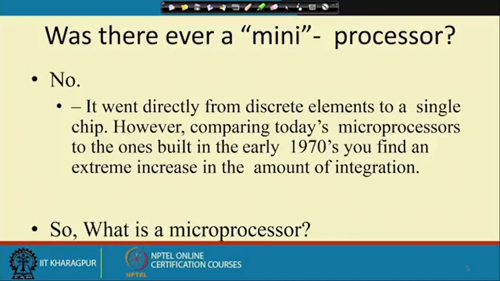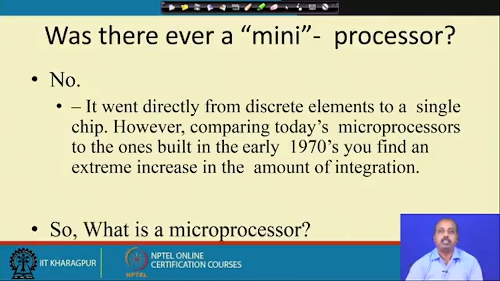However, comparing today's microprocessor to the ones built in the 1970s, you can find an extreme increase in the amount of integration. So, in that way you can say that something was a mini processor, if you like, but as such in the technology there is no term called mini processor, though there is the mini computer, which was smaller than mainframes. Mini computers are there, but there is no such concept as a mini processor.